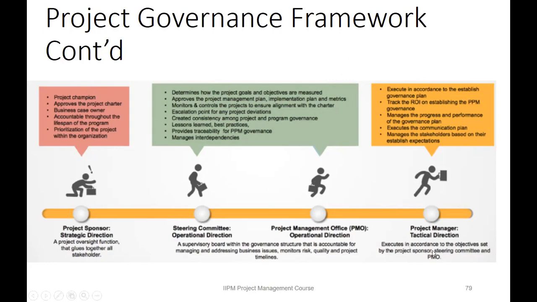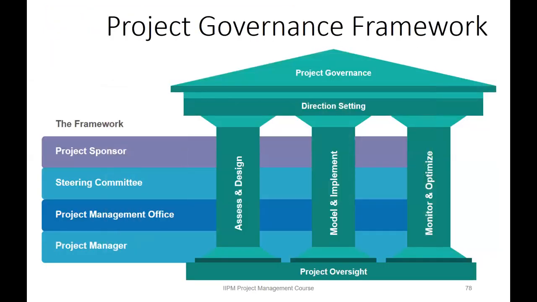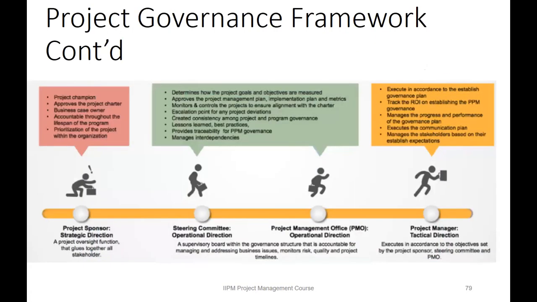Then you have the project manager, which is the tactical team. Their role is to execute. So if you check all of these things together, by the time all these people put heads together, they will definitely be able to come up with a good governance framework, such that with or without the presence of the people that developed the framework, any other person that comes in can fit into the project and work with the framework. All right.